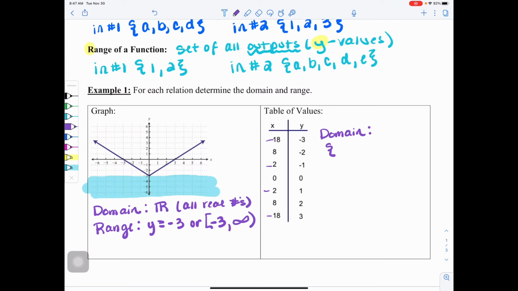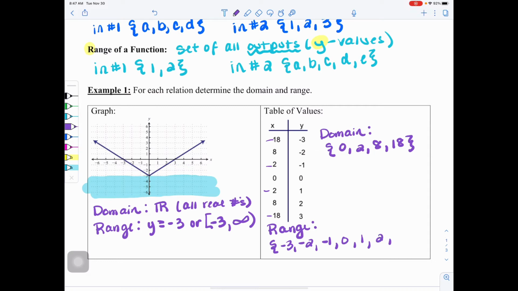I'm going to list my lowest one as a 0. Then I have a 2, I have an 8, and I have an 18. Even though they show up repeatedly, I do not need to list them more than once. For my range, I'll write that down here because you can see we have quite a few more values for our range. So for our range, we have -3, -2, -1, 0, 1, 2, and 3.